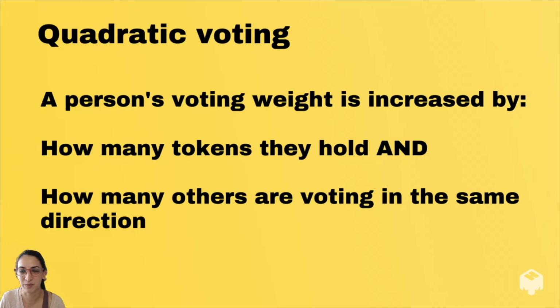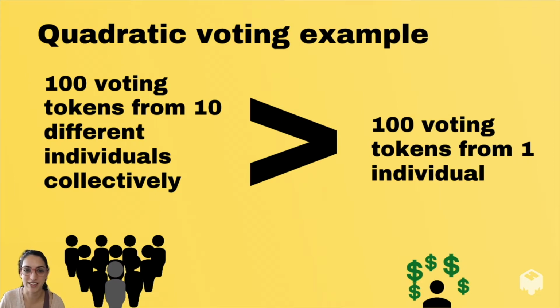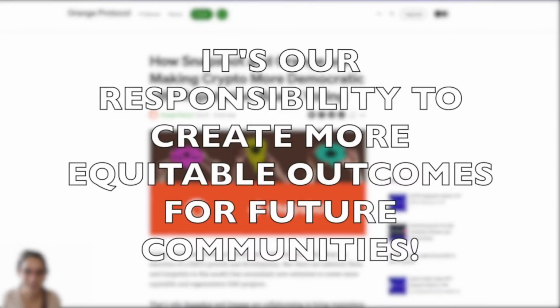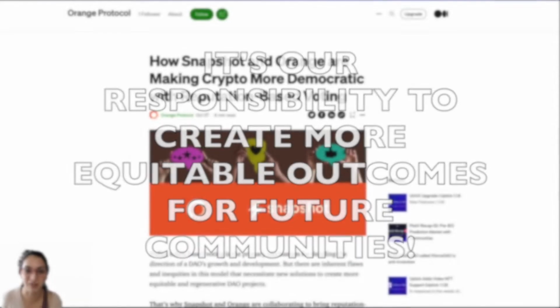You also have this concept of quadratic voting, and this is where a person's voting weight is increased by not only how many tokens they hold, but how many others are voting in the same direction. So for example, you could have 100 voting tokens from 10 different individuals collectively voting in one direction, and this will actually be greater in weighting than 100 voting tokens from one individual. So you have all these different ways of looking at voting instead of just the traditional means where one voting token equals one voting right. You have other ways to look at approaching DAOs and Web3 communities moving forward.